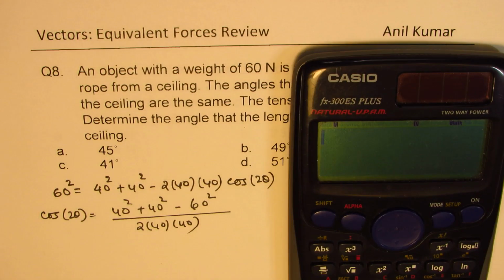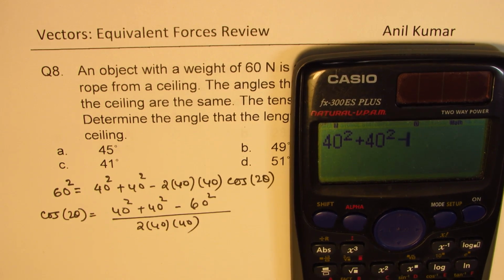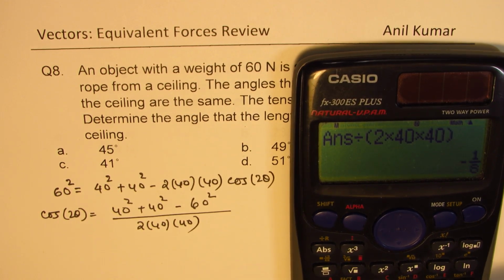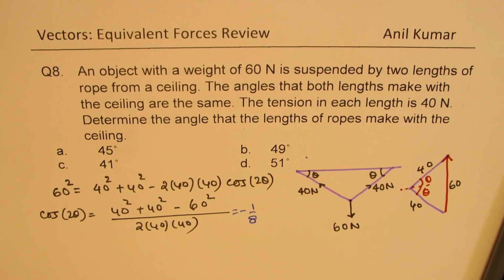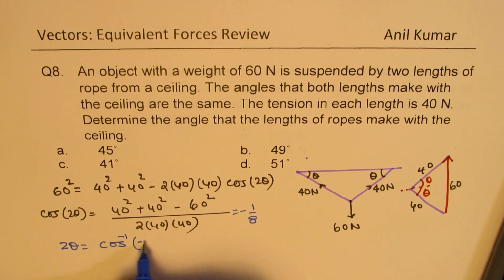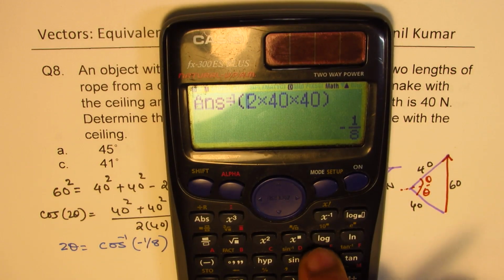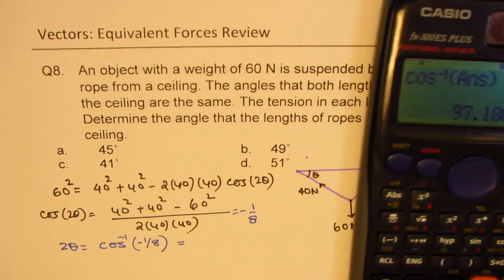So let's calculate the value. We have 40 square plus 40 square minus 60 square. We need to divide this by 2 times 40 times 40. We get minus 1 over 8. Okay, so the angle is more than 90 degrees. So 2 theta is basically equal to cos inverse of minus 1 over 8. So we'll do shift cos inverse of our answer, and we get 97.18.